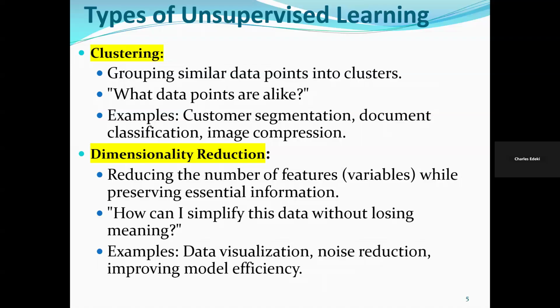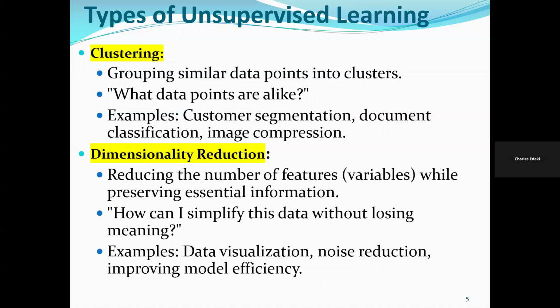So, for example, what would be a key question here? What data points are naturally similar or belong together? So, again, we can have some applications here like customer segmentation. Customer segmentation means we are going to group customers based on the profit we are making from them or based on their purchasing habits. So customers that are more profitable, or based on different items they buy, we group them.